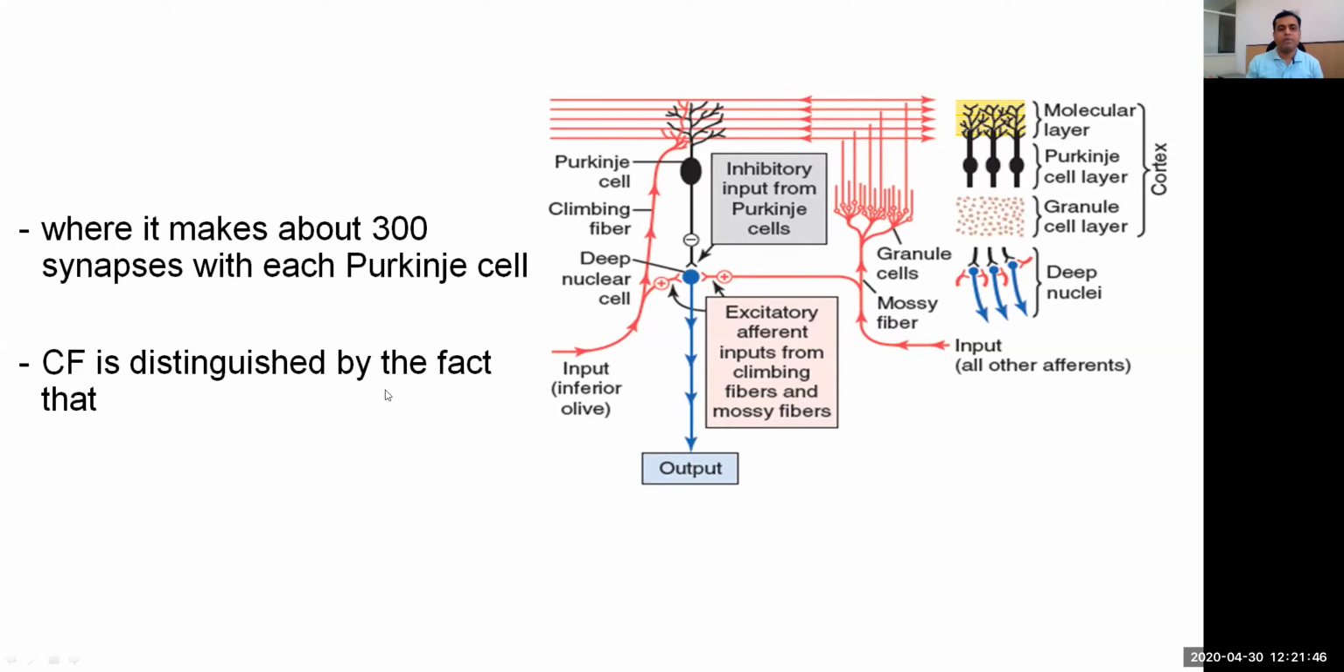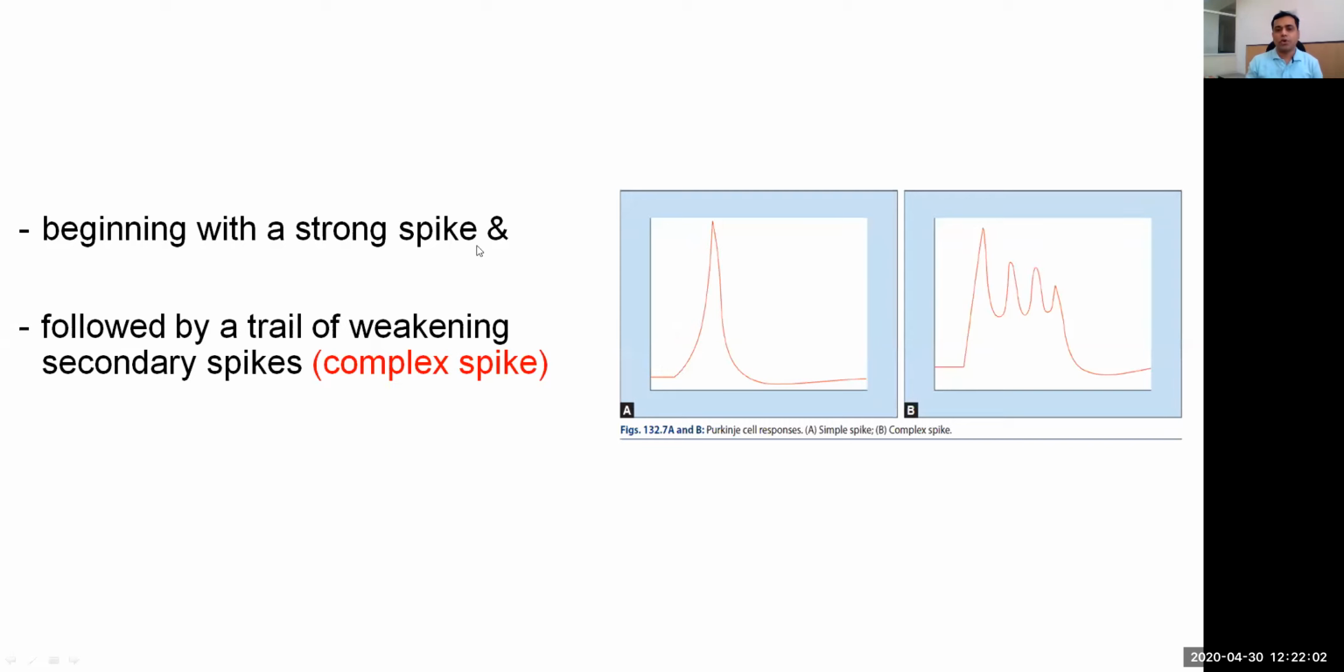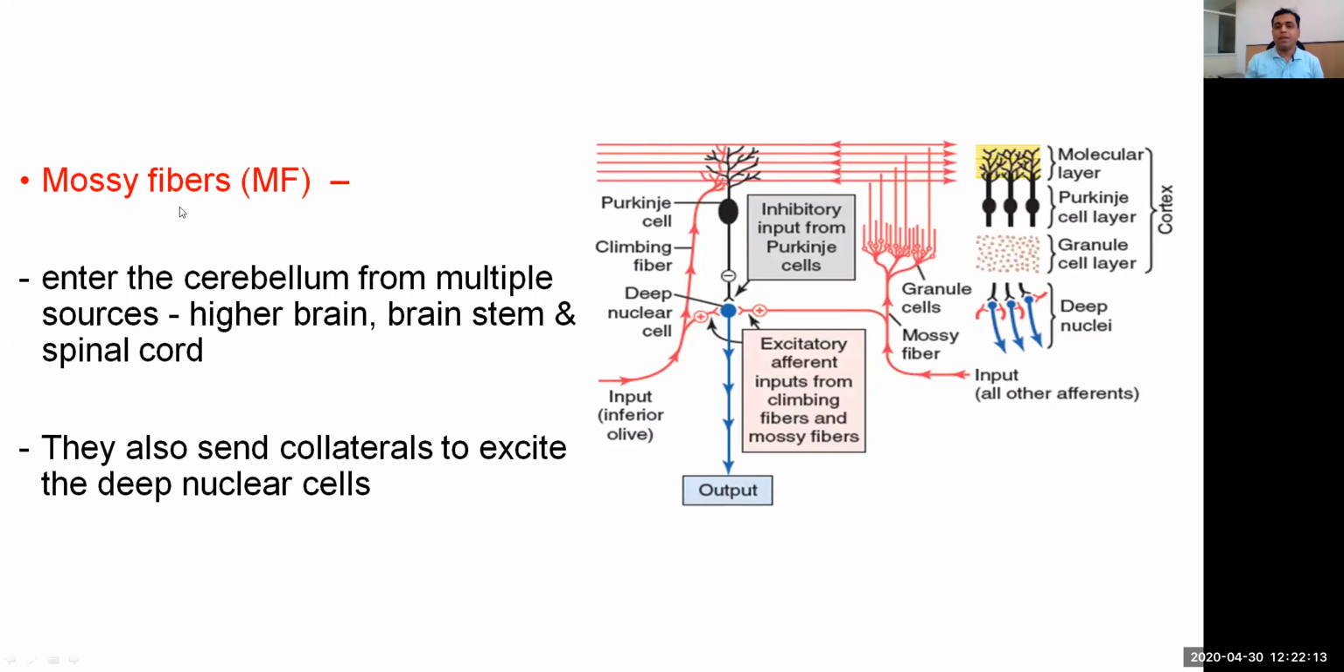Climbing fiber is distinguished by the fact that it is a single impulse. Its single impulse always causes a single prolonged, up to 1 second, peculiar type of action potential in the Purkinje cell with which it is connecting, beginning with a strong spike, followed by a trail of weakening secondary spikes, which is called the complex spike.